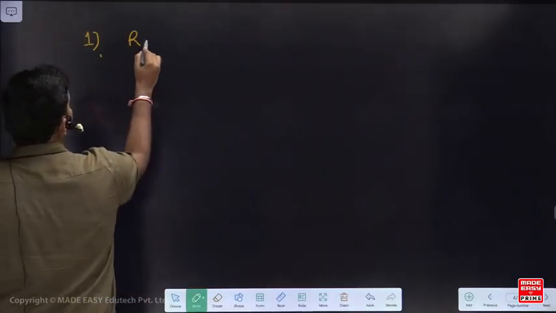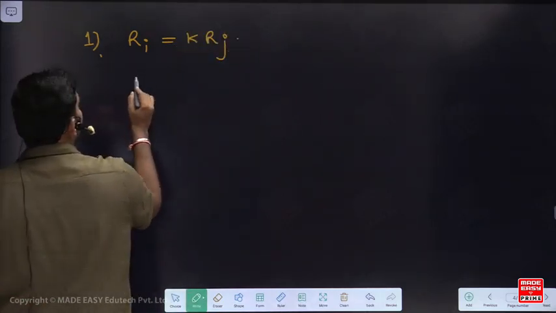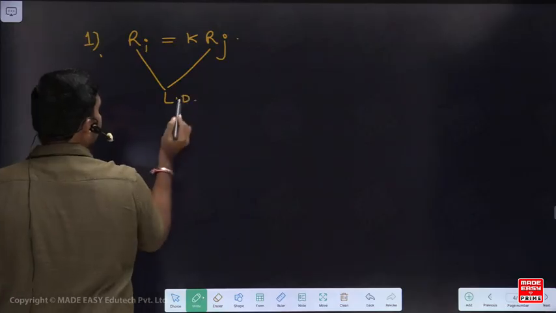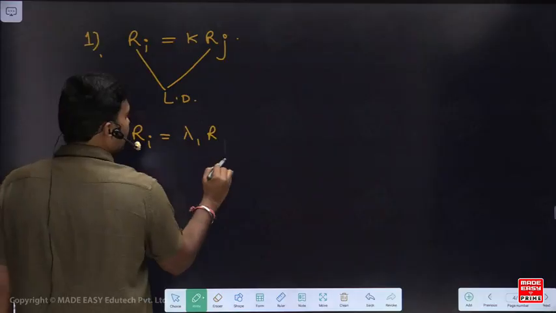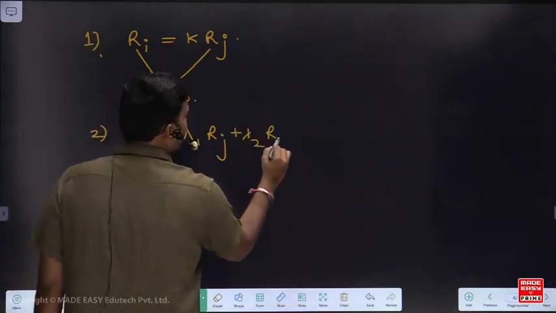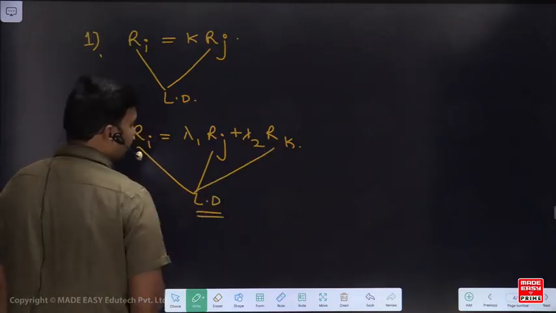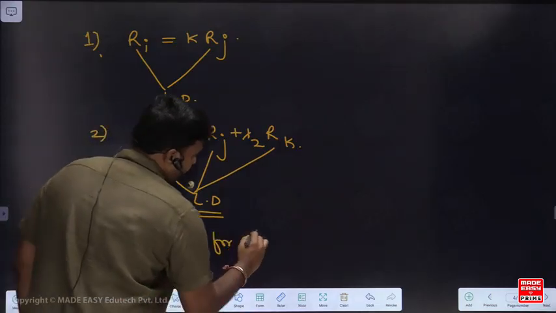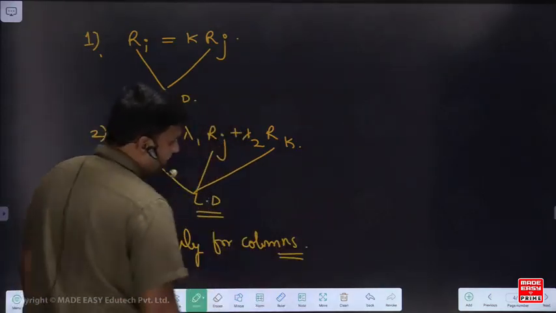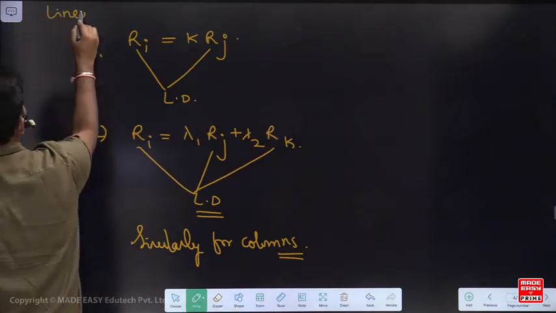Okay, beta. Now if I say that Ri is equal to k times Rj, then this Ri and Rj are linearly dependent. Second one is that Ri is equal to lambda 1 Rj plus lambda 2 Rk. Then Ri, Rj, Rk are linearly dependent. Similarly for columns. So please make a note of this. This is the linear dependency.